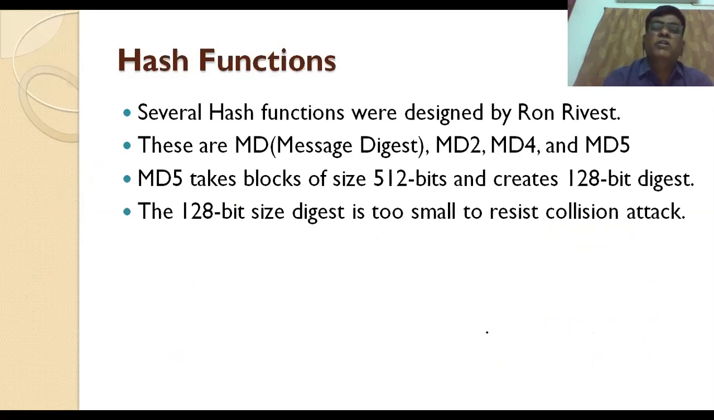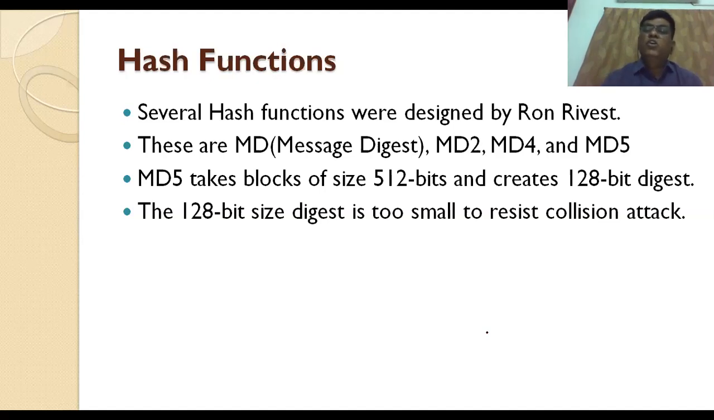It takes blocks of size 512 bits. MD5 is the hash function that takes different blocks of the message of size 512 bits, but it produces an output of size 128 bits. This hash function produces only a 128 bit size message digest. But this 128 bit digest is too small to resist collision attack. Generally, the output of the hash function should be more.